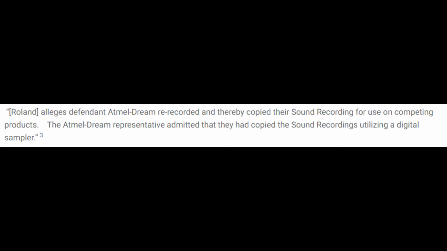Apparently, in 1997 it came to light that Atmel Dream, or Dream at the time for the sake of simplicity, was actually copying the Roland SoundCanvas sample set. How? It was using a digital sampler to reverse engineer and copy the sounds and compress them to make its own ROMs. So what happens when you go toe-to-toe with a company like Roland that's famed for its musical excellence throughout the years? Well, you get a big fat lawsuit, and that's exactly what came Dream's way.